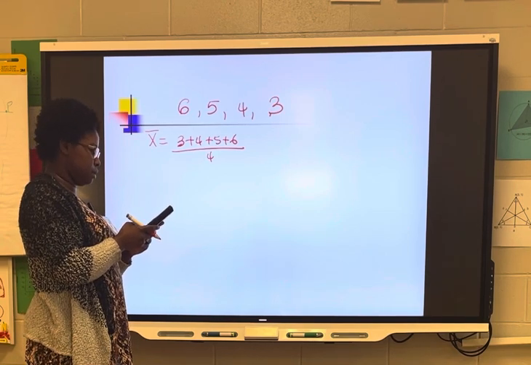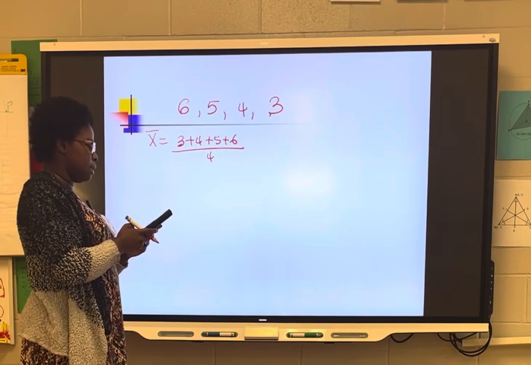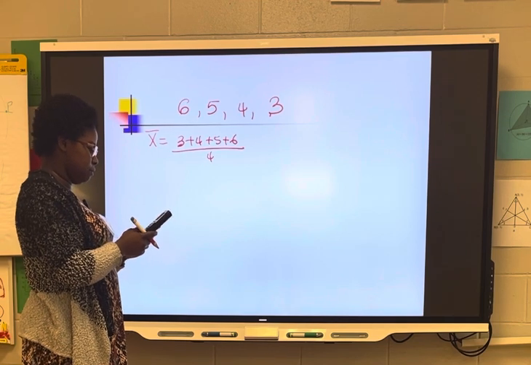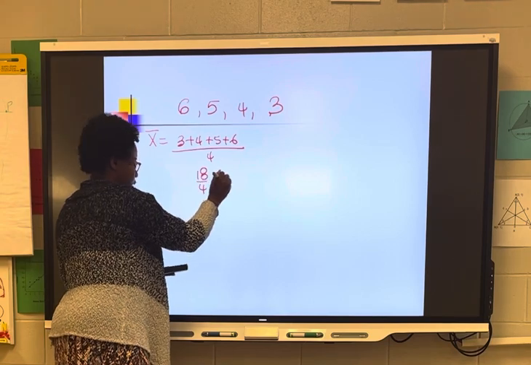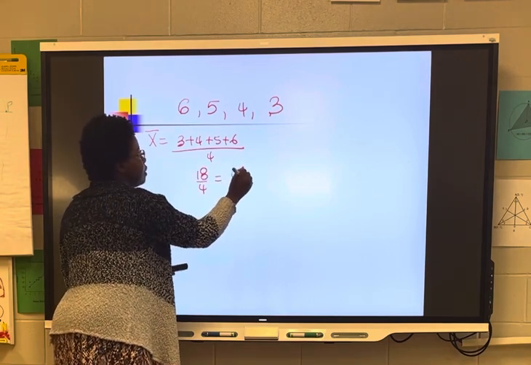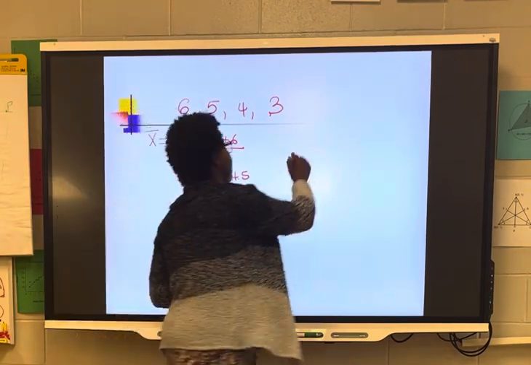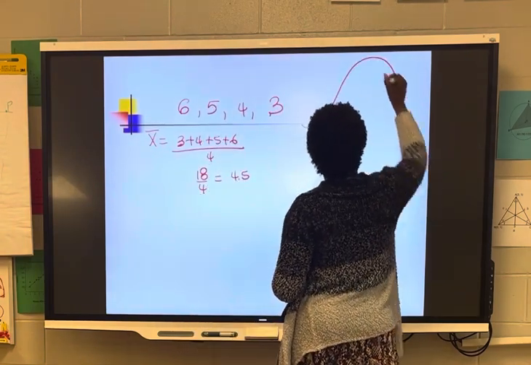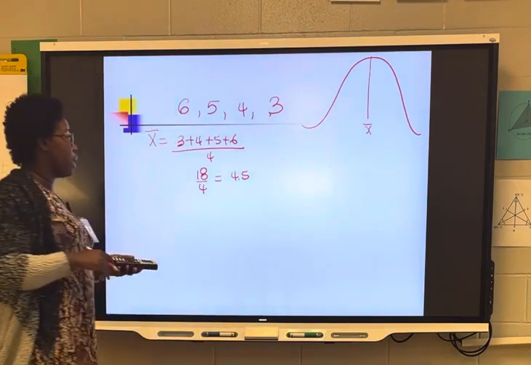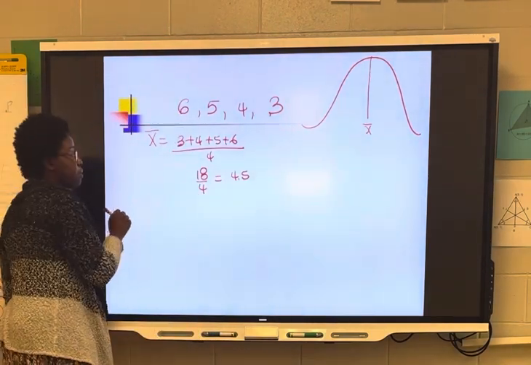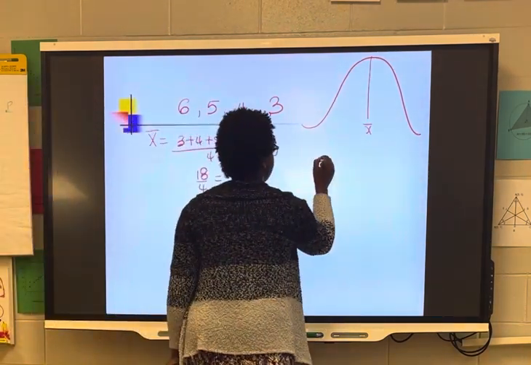So 3 plus 4 is 7, 7 plus 11 is 18, divided by 4 is equal to 4.5. So we have a center of 4.5. Very soon, I'm going to be representing this on my bell curve, so I'll let you guys know what that is. So from here, I'm going to use my formula and put the formula here so you can remember it.